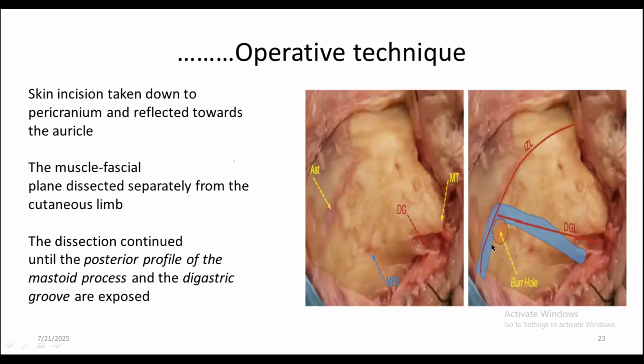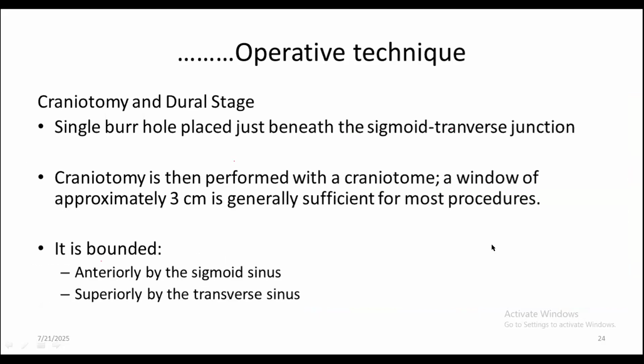That's the first burr hole. And the burr holes are connected, and then using a craniotome, a window of about 3 centimeters widest diameter is usually efficient for most procedures to expose the CP angle. This craniotomy is usually bounded anteriorly by the sigmoid sinus and superiorly by the transverse sinus.